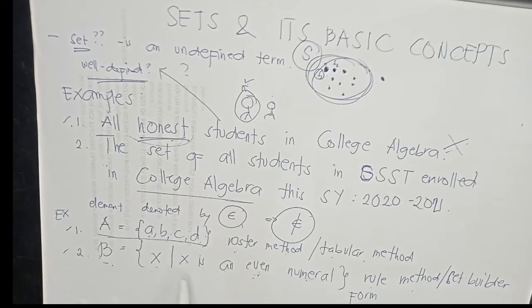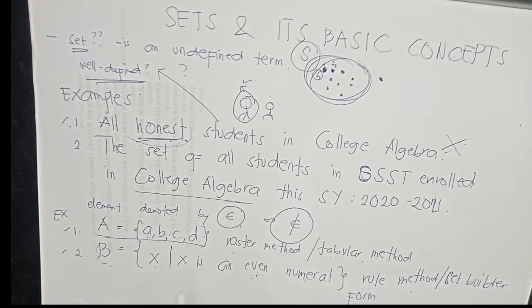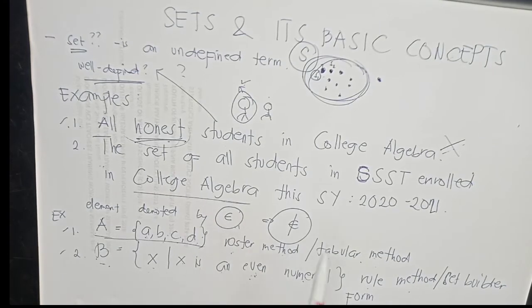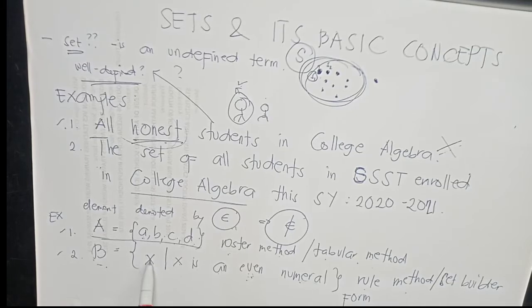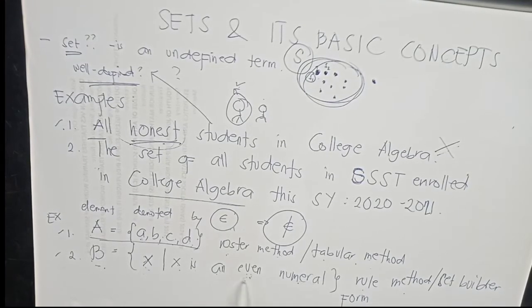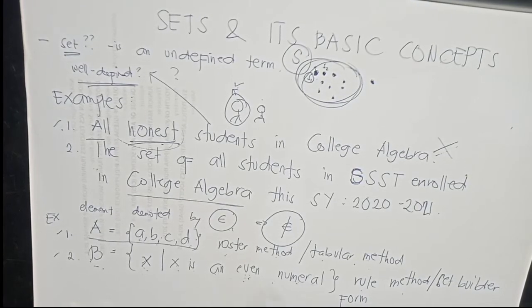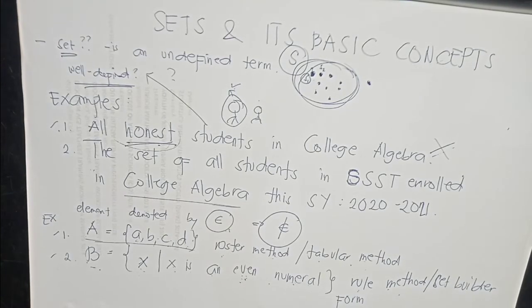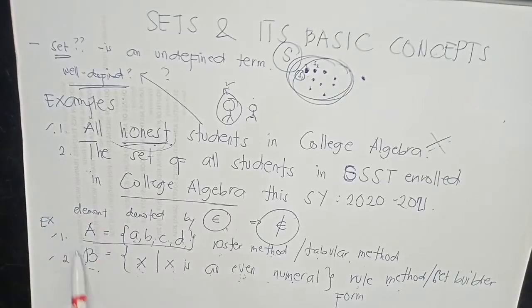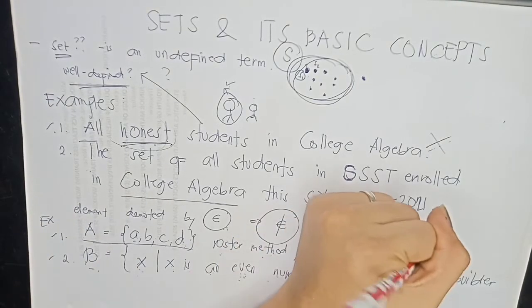Si B, hindi niya lahat masusulat kasi even numerals is an infinite number. So, infinite is walang katapusang numero which is even. So, para hindi mahirapan, nagsulat lang siya ng X such that lahat ng mga X na to is even. So, pag hindi nasulat lahat ng mga elements, it is called the rule method, or set builder form. At additionally po pala, ang roster method is finite lang.